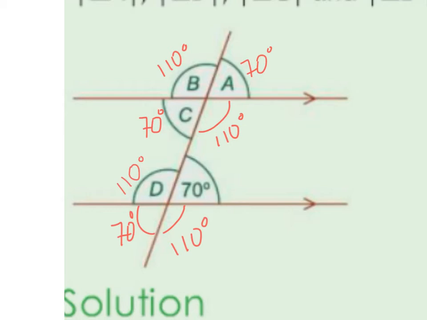And also co-interior or supplementary angles add up to 180 degrees. So 110 plus 70 equals 180 degrees. And likewise on the other side, 70 plus 110 equals 180 degrees. Also, angles around a point or angles in a full circle add up to 360. So 110 plus 70 plus 110 plus 70 gives us 360 degrees. And the same goes for down here, 360 degrees.